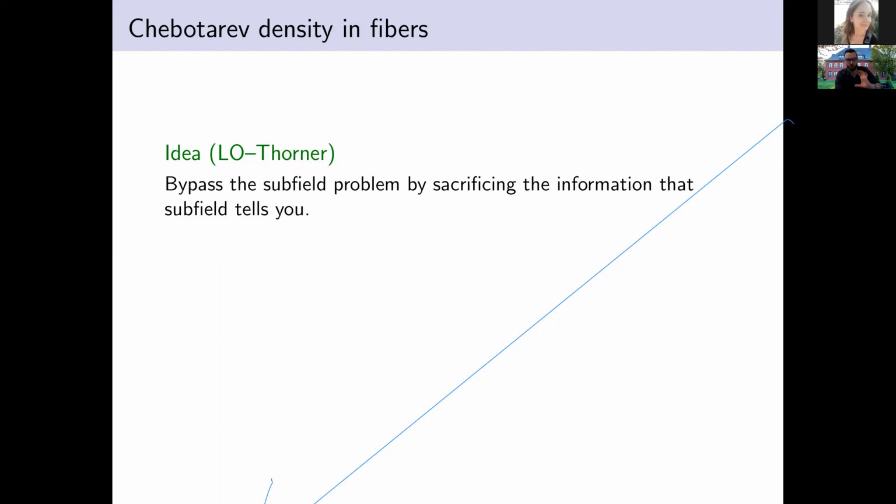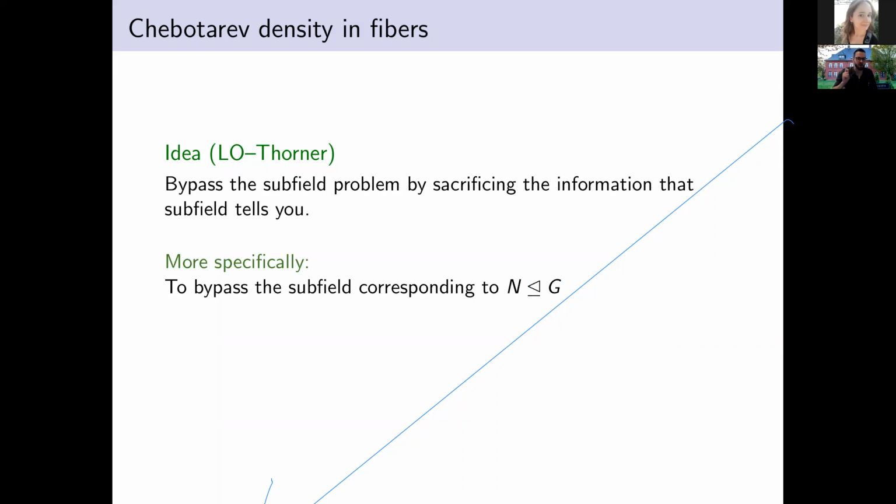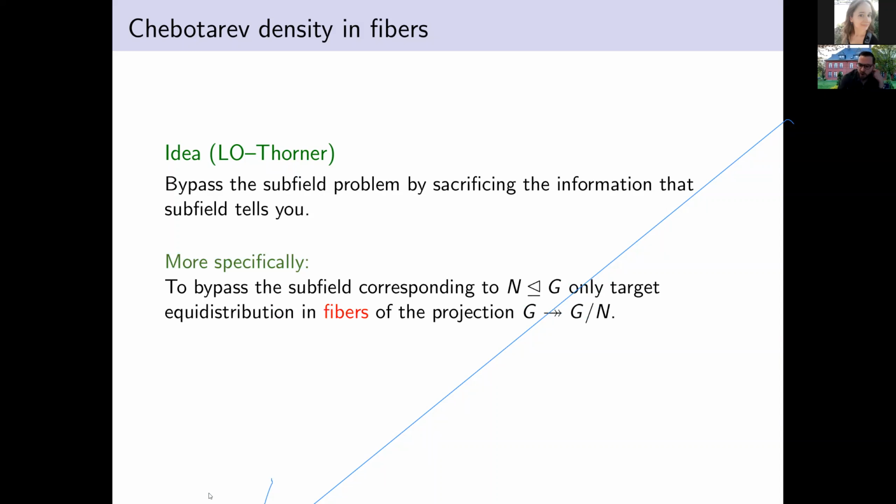Okay, so more specifically, what we're going to try to do is to bypass the subfield corresponding to some normal subgroup of our Galois group G. We're going to only target equidistribution in fibers of the projection from G to G mod N. That is, we basically say we have no idea how things are distributed in G mod N, and just try to understand how they're distributed in this relative projection.